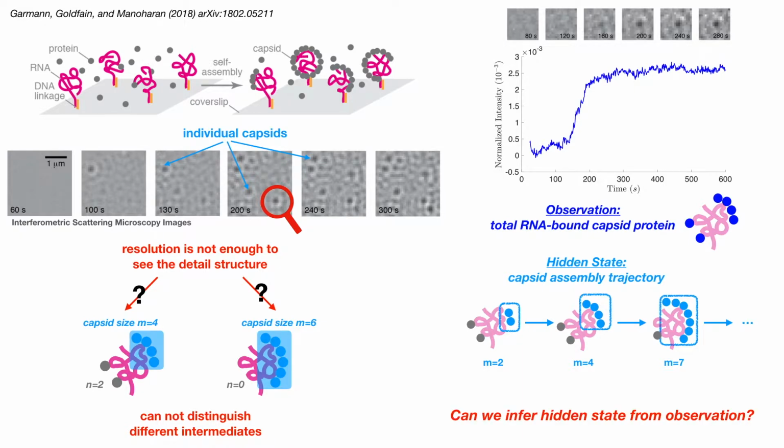Now the challenge is, can we use computational models to infer the information about structures that we cannot get directly from these experiments? The answer is yes, using a technique called hidden Markov modeling.